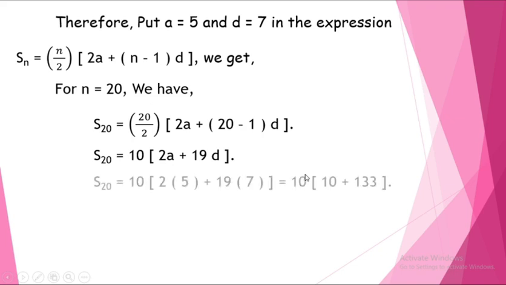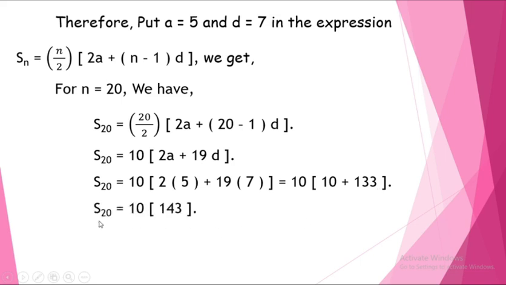Now substitute the values of A and D here. We get S20 is equal to 10 into bracket. Here A is 5 and D is 7. Therefore it will be 2 into 5 plus 19 into 7. Now we simplify this bracket. It is equal to 10 as it is, 5 into 2 that is 10, and 19 into 7 is 133.